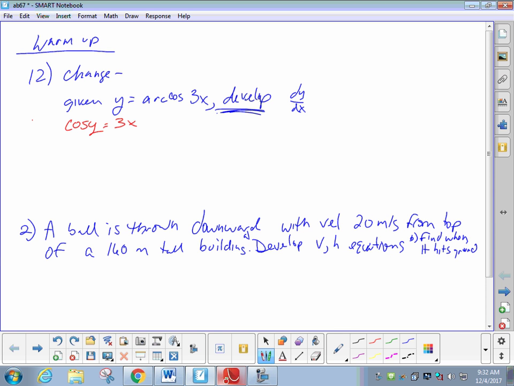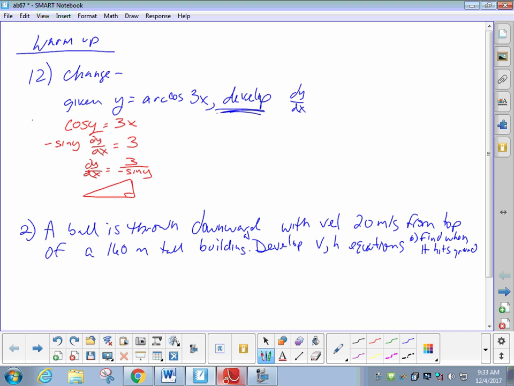What is the derivative of the left side? Negative sine y dy dx equals the derivative of the right side, 3. I should see you isolating dy dx. dy dx is 3 over negative sine y. I should see you replacing sine y with something x-ish. How do I replace sine y? I should see a triangle.